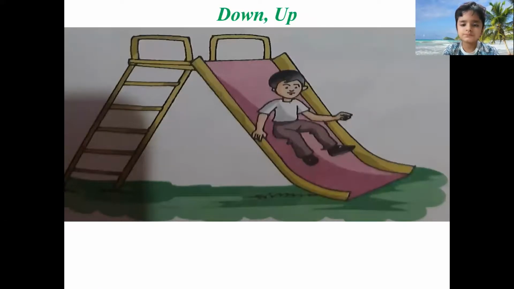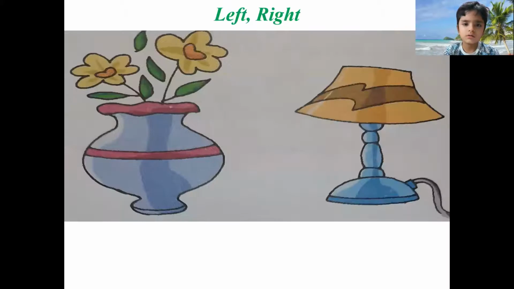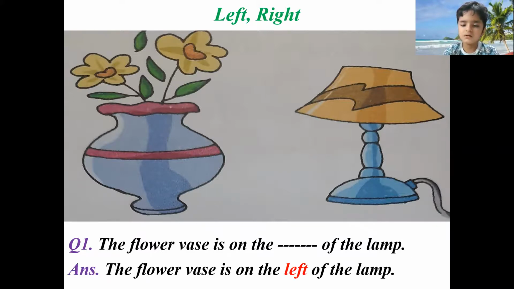Down, up. The boy is sliding down. Left, right. The flower vase is on the left of the lamp.